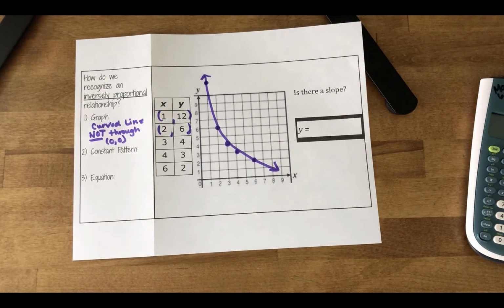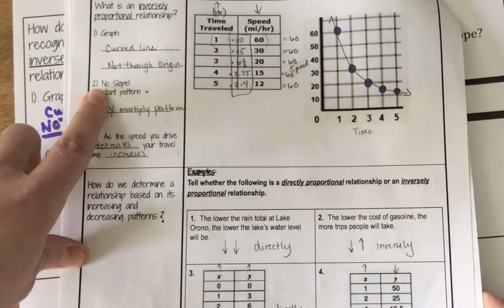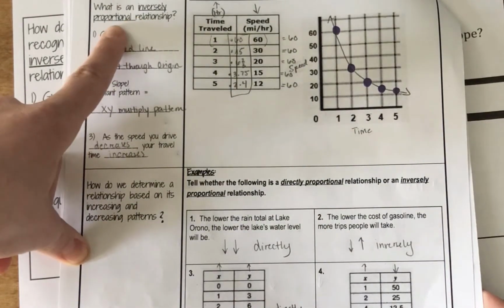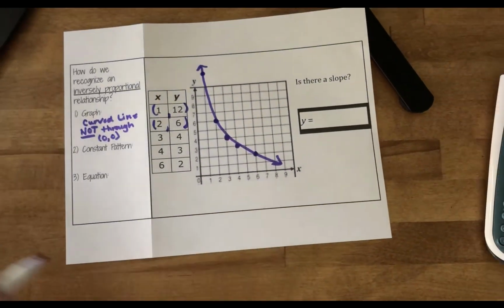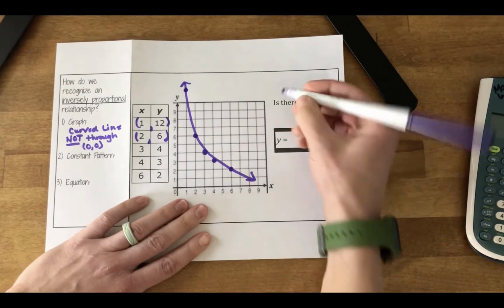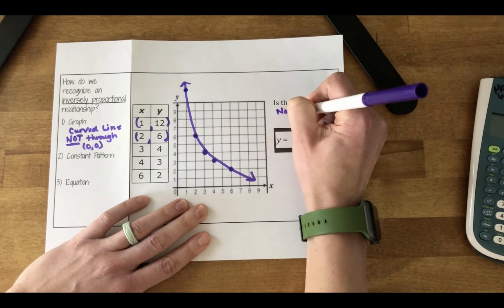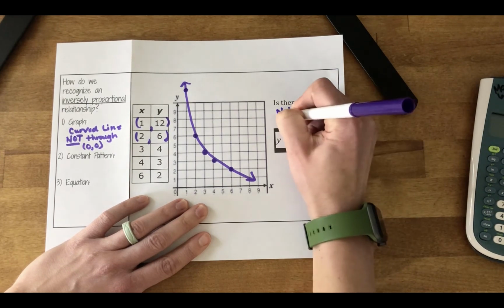Looking back at your notes from yesterday again, flip to that. They were the 8-3 notes. You can see that there is no slope for an inversely proportional relationship. No slope, but there is a constant pattern. So is there a slope? Not for a curved line. Let's write that in.